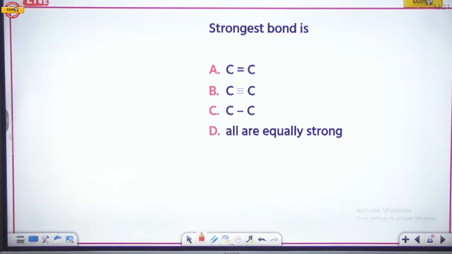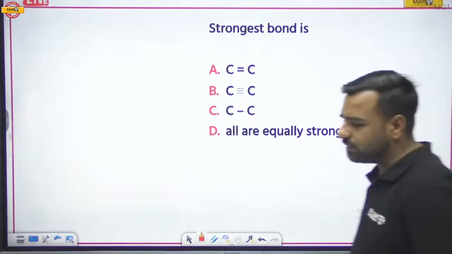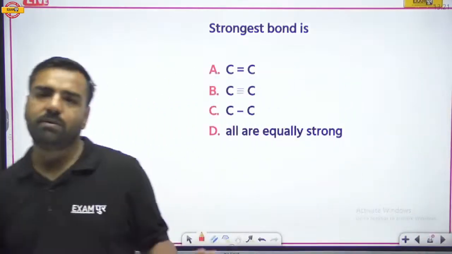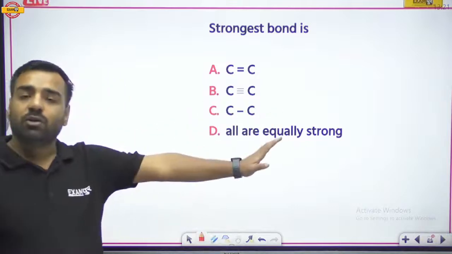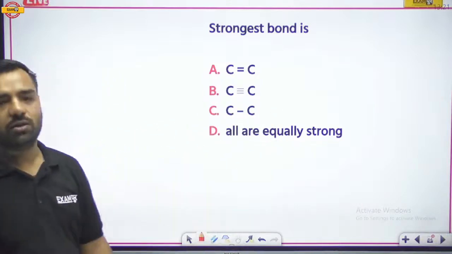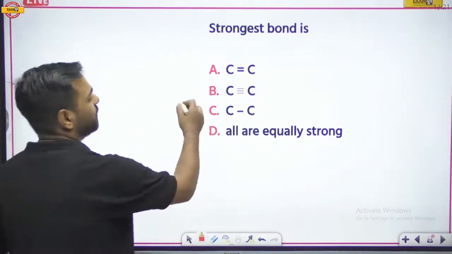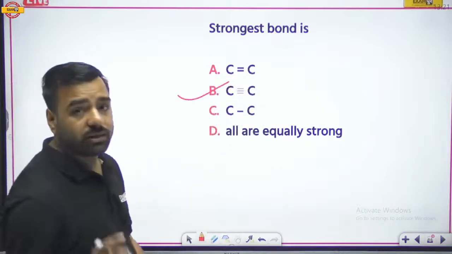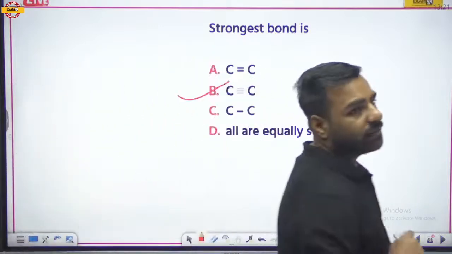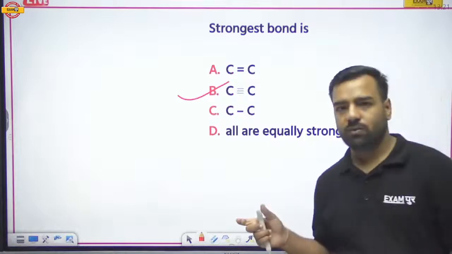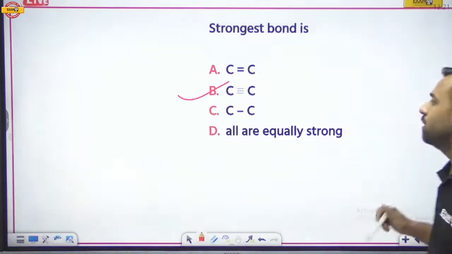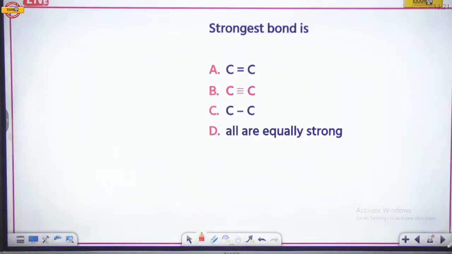Next, strongest bond is which one? Please remember, if I'm talking about this particular option, the more the number of bonds, the stronger it is. So here, option B is going to be the correct one. And if I talk about ionic, covalent, coordinate, covalent bond is the strongest bond. Which one? Covalent bond. Okay, so option B is correct.